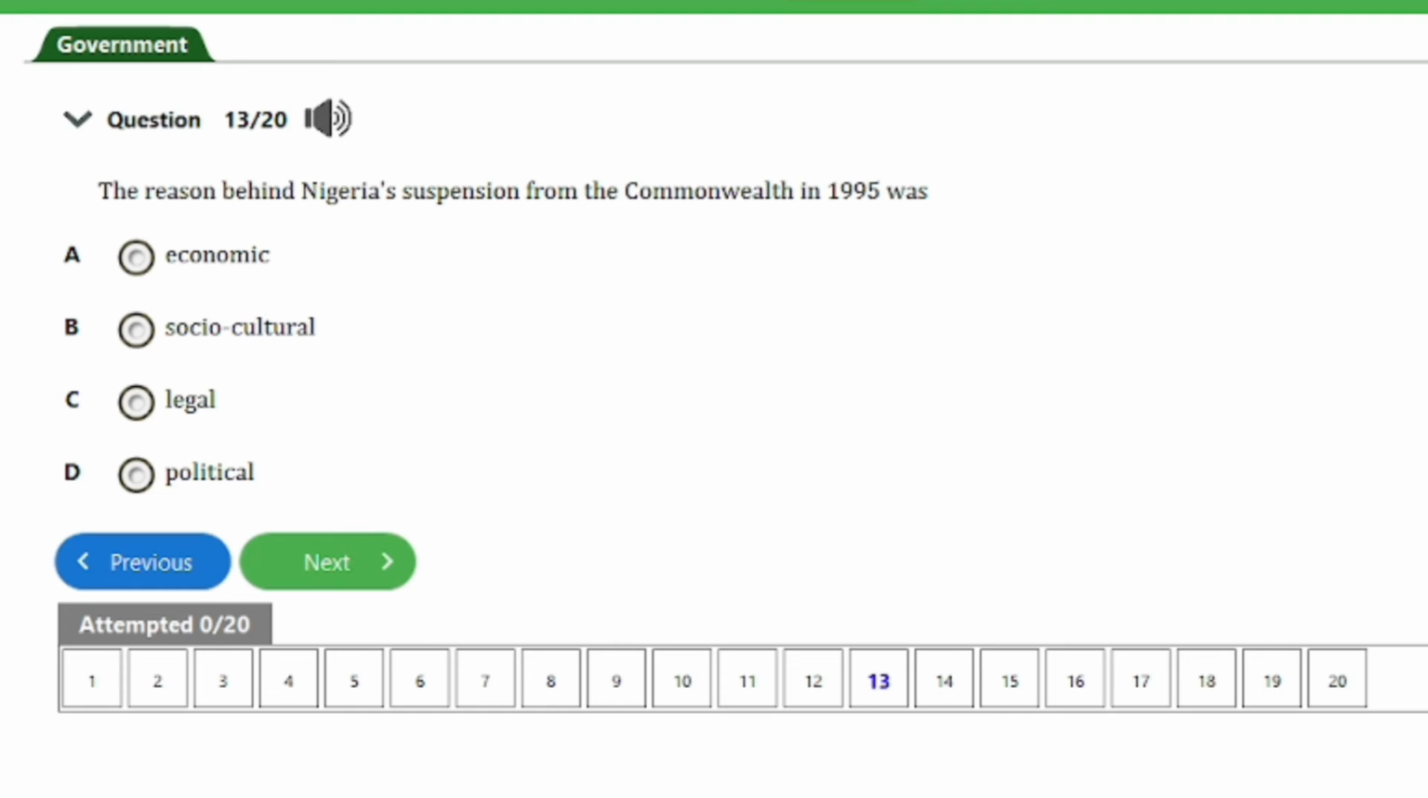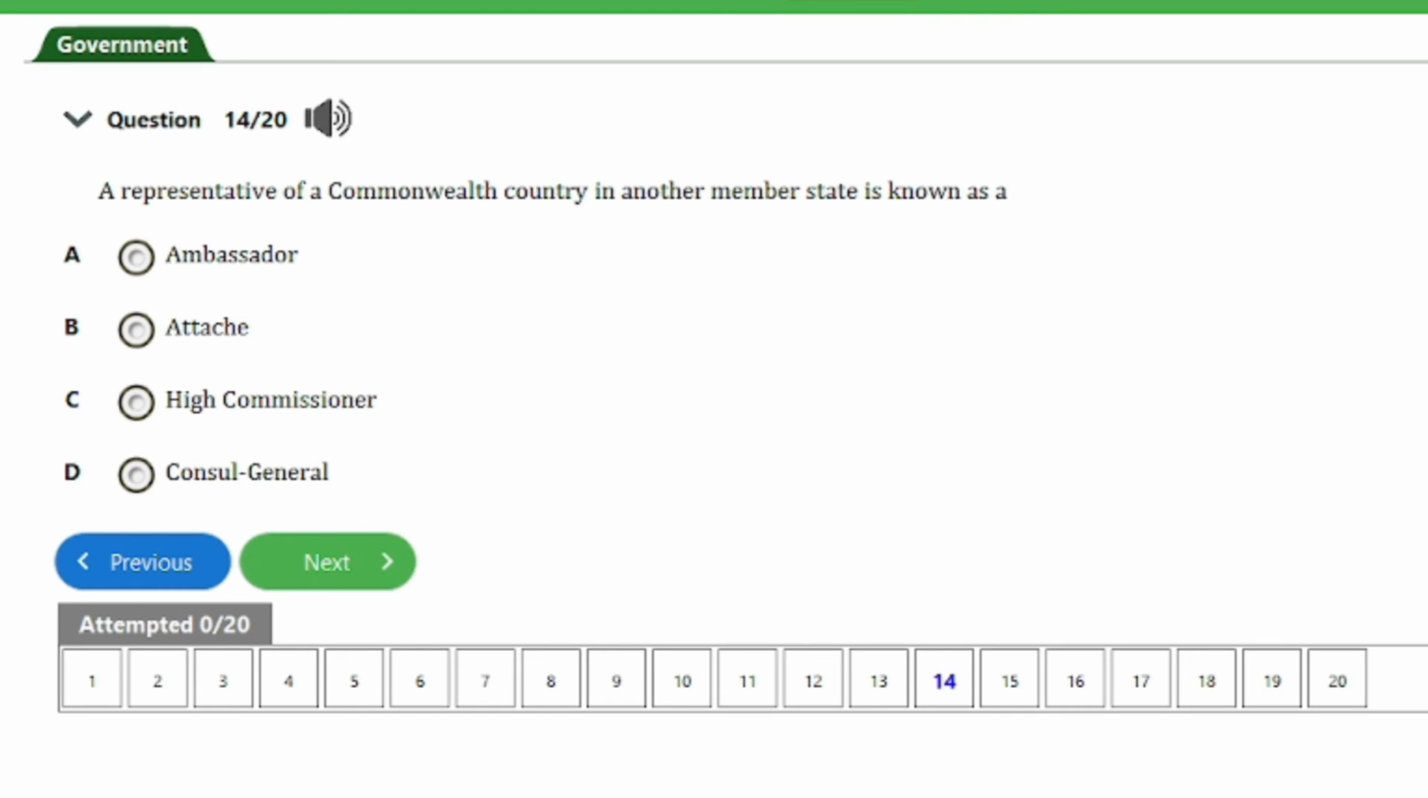We have here question number 14. It says, a representative of a Commonwealth country in another member state is known as A... Alright, so guys, we've answered this before. That's high commissioner. So that's option C here. Let's consider the next one, guys.